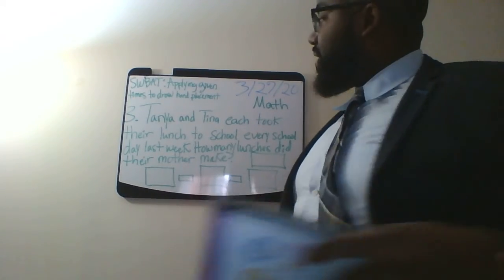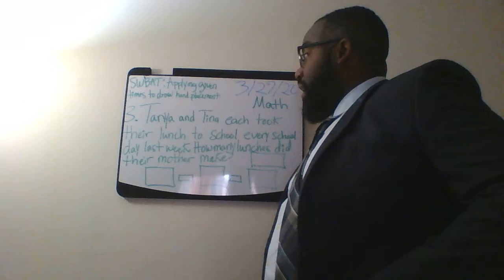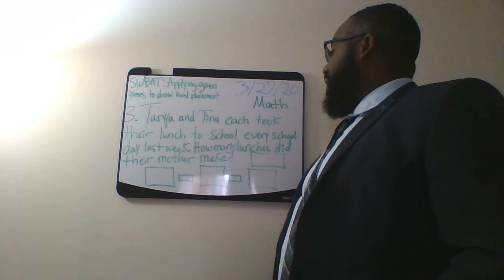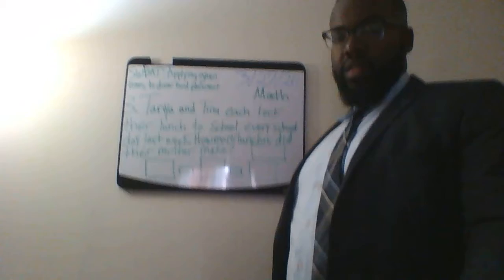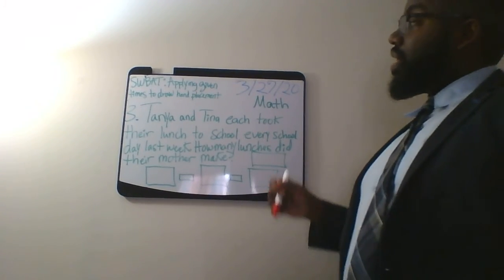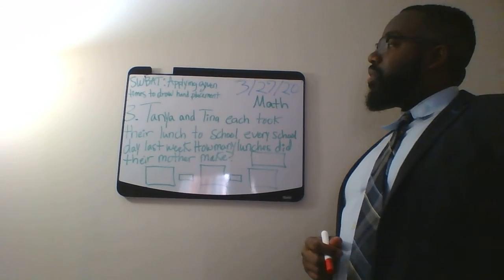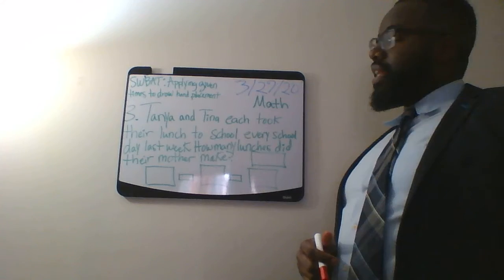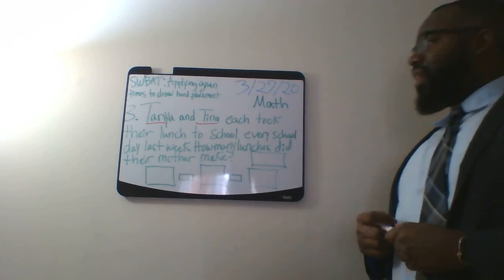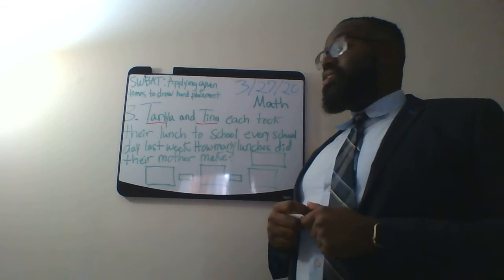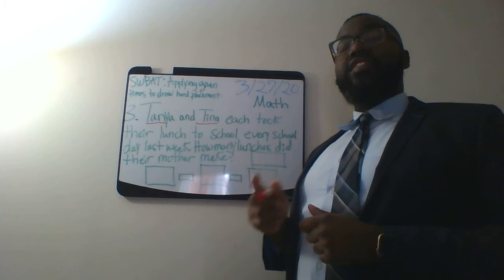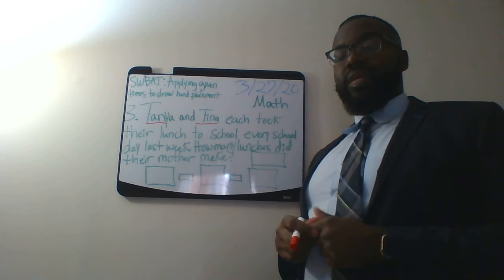Look at number 3. It says Tanya and Tina each took their lunch to school every school day last week. How many lunches did their mother make? So just like we practiced in class, we break down this word problem. First, we have Tanya and Tina. That's the first factor right there. So underline that. That's 2. Now, how many days do you go to school in a week? Good job. You go to school 5 days a week.